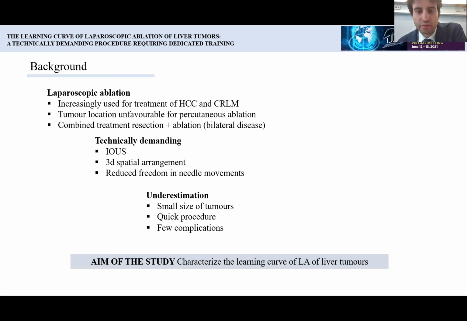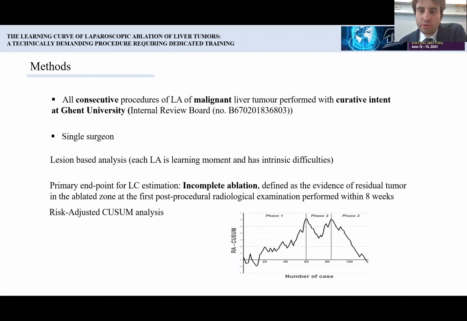Given this background, the aim of this study was to characterize the learning curve of laparoscopic ablations. For this aim, we considered all consecutive laparoscopic ablation procedures performed at Ghent University Hospital since the adoption of this technique. The procedures were all performed by the same surgeon. A lesion-based analysis was conducted since each lesion ablation is a learning moment and each lesion ablation has its own difficulties according to lesion size and position.